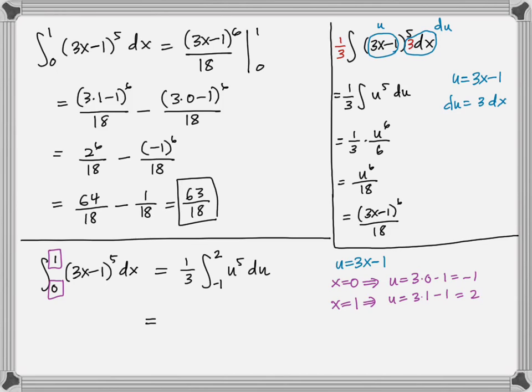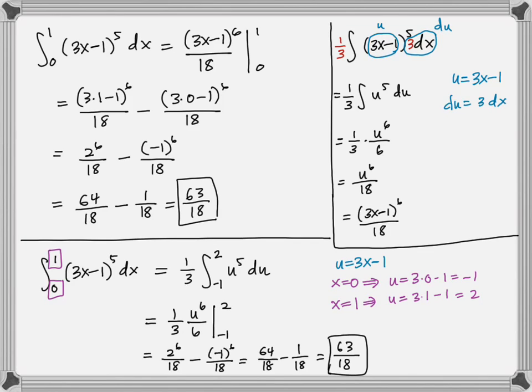Okay, so just like in my scratch work, I would evaluate here, but instead of having to plug in the 3x minus 1, I can just evaluate from negative 1 to 2. So I would get u to the 6th over 18, and we still end up doing the same arithmetic, 64 over 18 minus positive 1 over 18 to get 63 over 18.